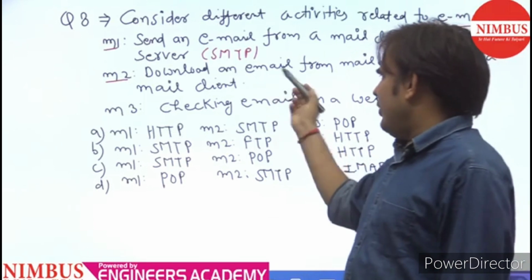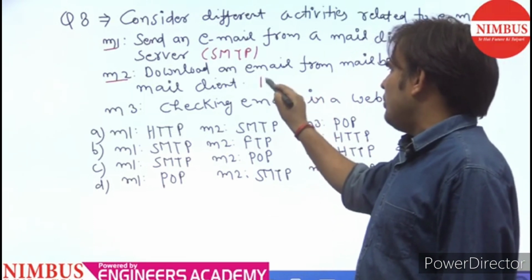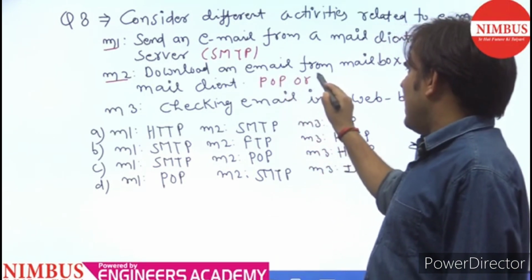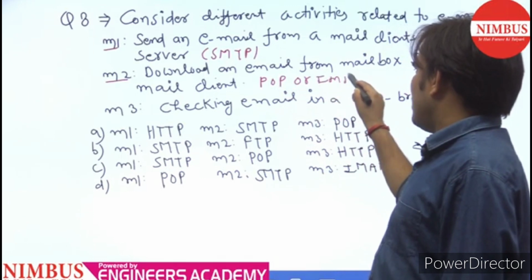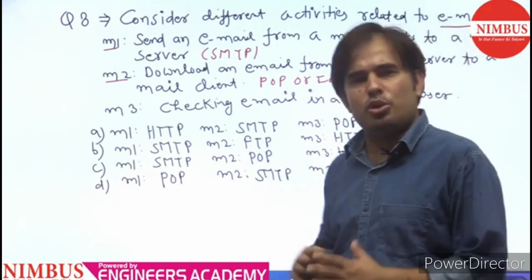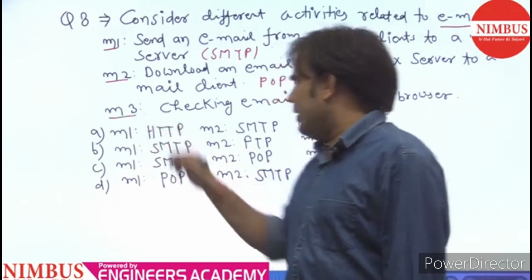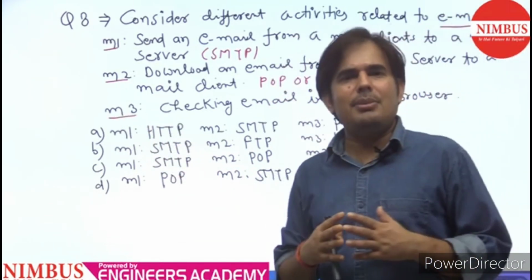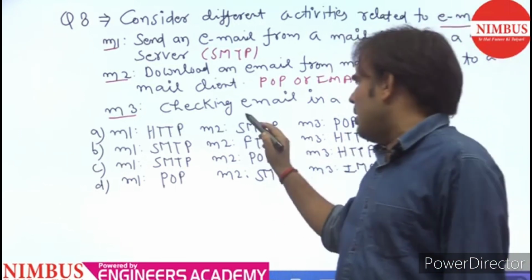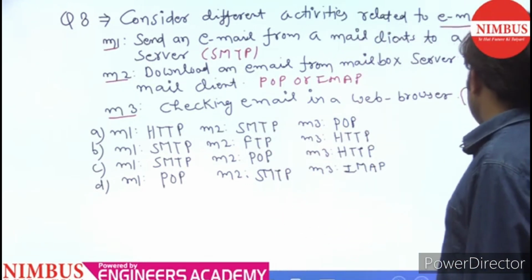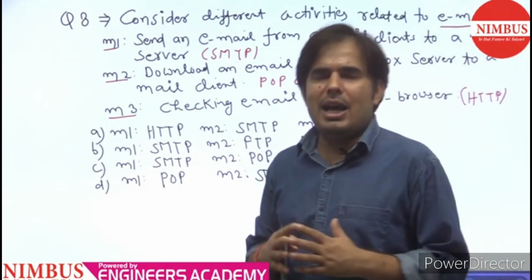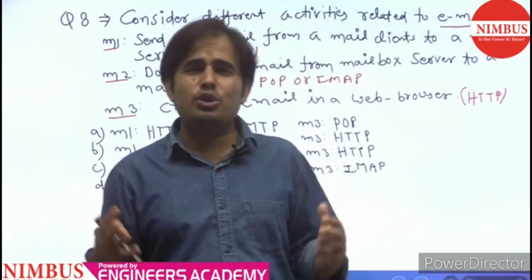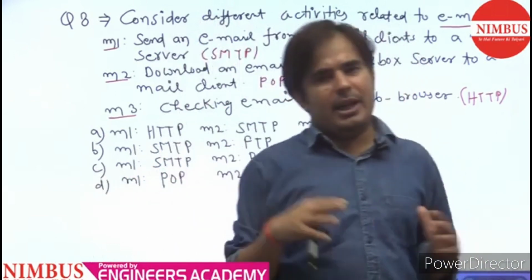So here we can use anyone. We can use either POP or IMAP to download the message; we can use any one protocol. What is activity M3? Checking email in a web browser. So checking email in a web browser, you need which protocol? HTTP, Hypertext Transfer Protocol, which we use to access anything from the web.